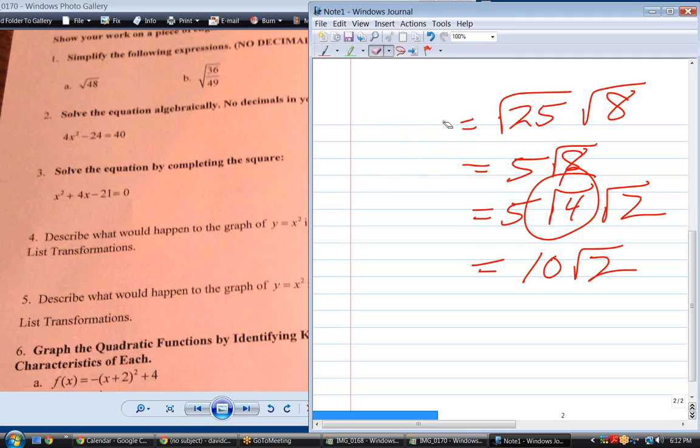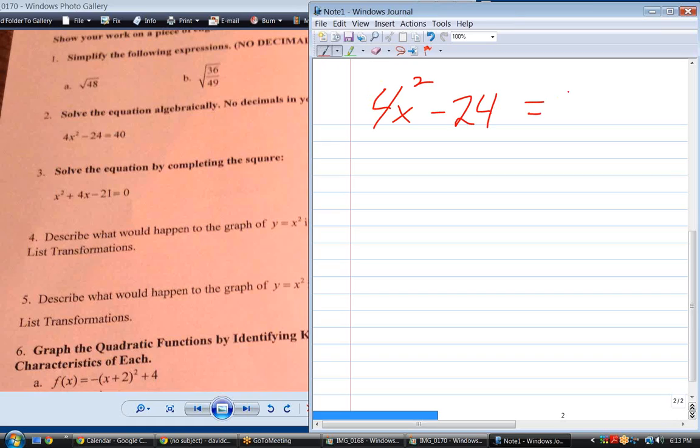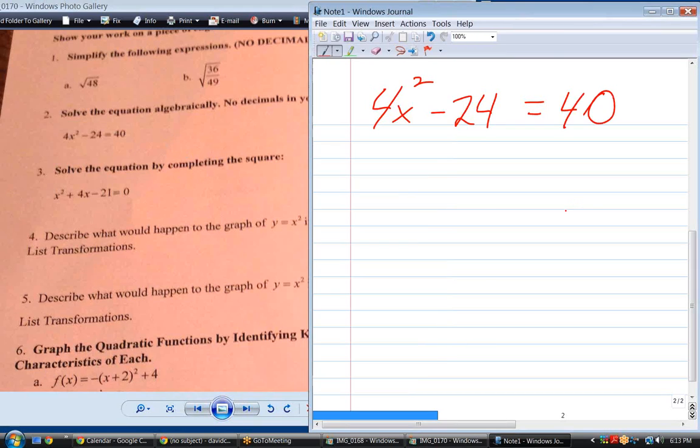All right, let's go on. We don't want to spend our whole session on radicals. So solve this algebraically. No decimals, okay?